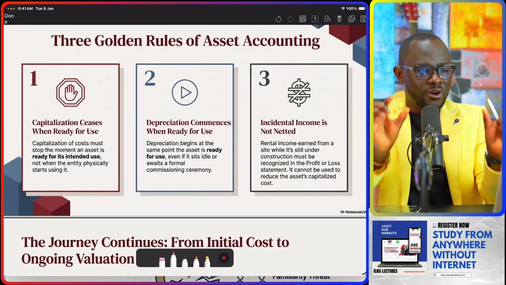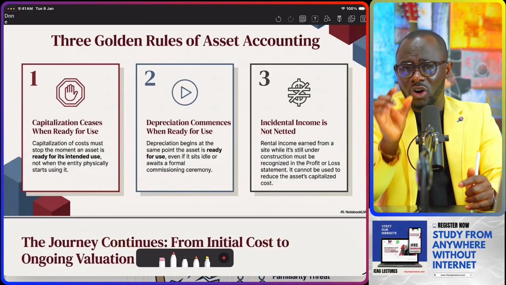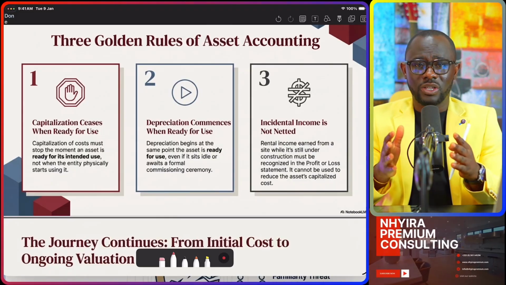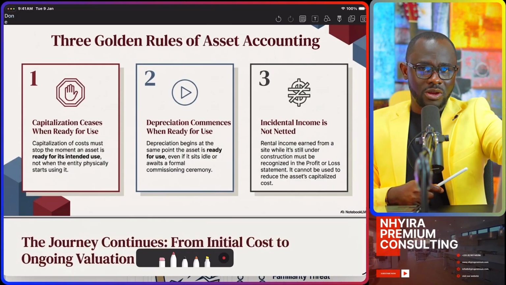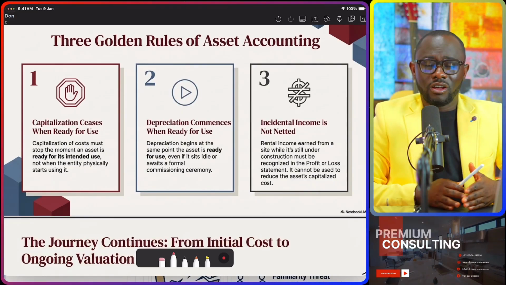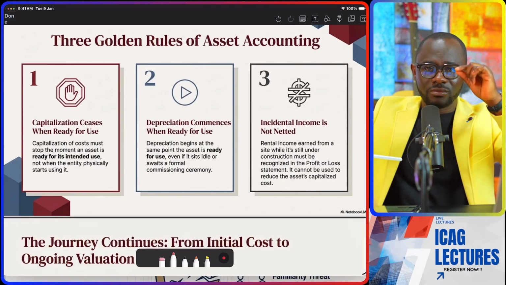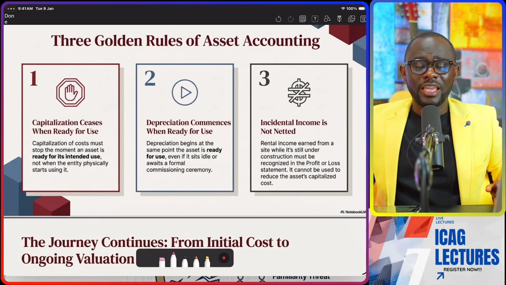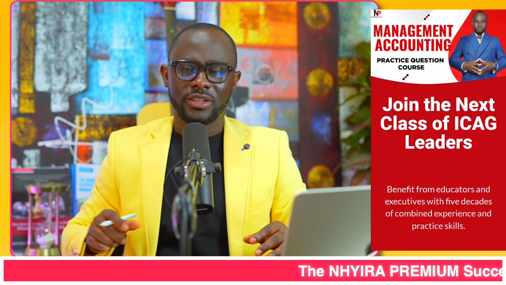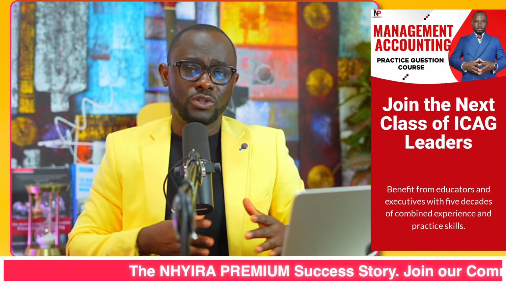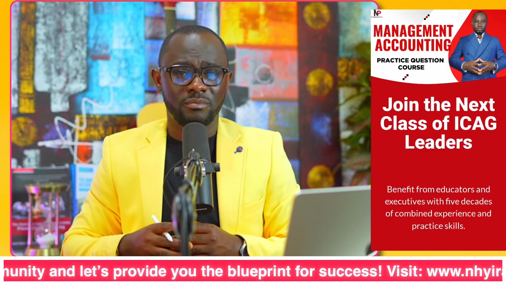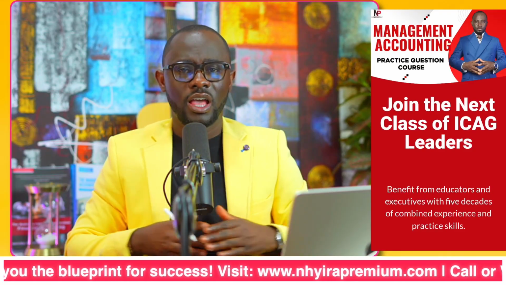So these are three golden rules of accounting for assets that you must understand. If there is anything that you will forget in this session 2 discussion, you cannot forget these three rules, because the way we capitalize cost, depreciation of assets, and dealing with other incomes in respect of assets that are under construction will be crucial in accounting. And so these are some of the things that you need to understand thematically when we talk about our discussion in session 2. We solved some questions and then also came to subsequent measurement of assets where we have the cost model and the revaluation model.